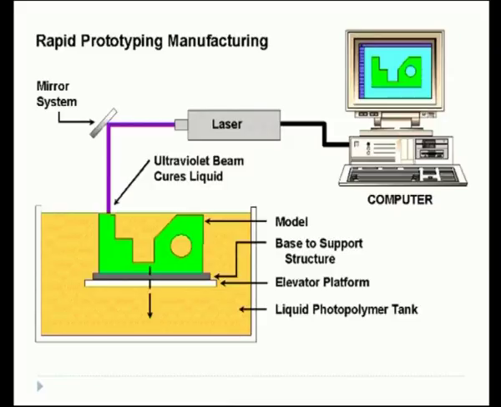We have a liquid polymer in a tank, and an elevator platform which moves up and down depending upon the input given by our main parametric system, for example from the STL file. Then there is the base which supports the entire structure, and you can see the model is being printed over a particular resin tank. So this is the basic principle associated with this.